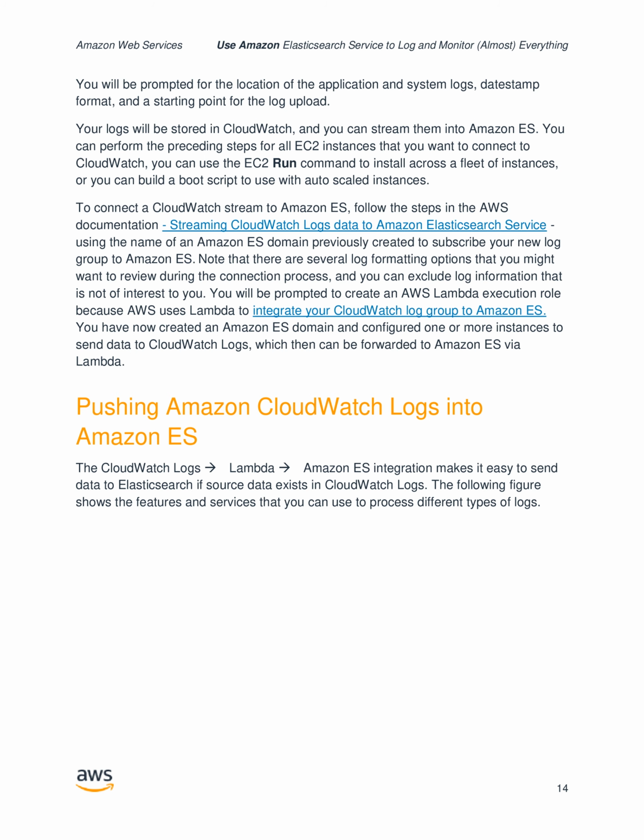You will be prompted to create an AWS Lambda execution role because AWS uses Lambda to integrate your CloudWatch log group to Amazon ES. You have now created an Amazon ES domain and configured one or more instances to send data to CloudWatch logs, which then can be forwarded to Amazon ES via Lambda.